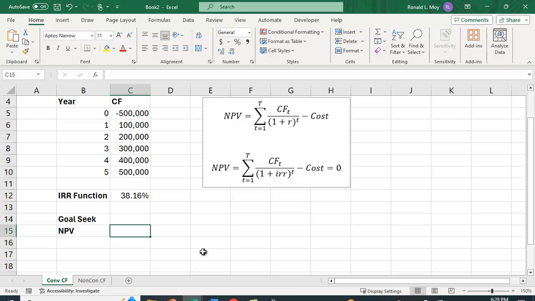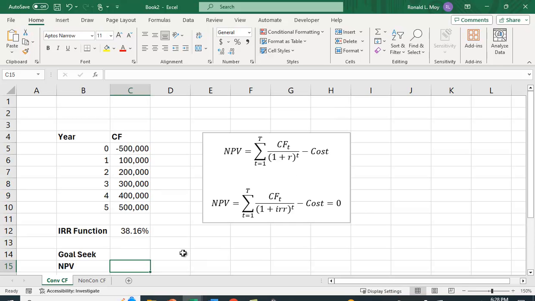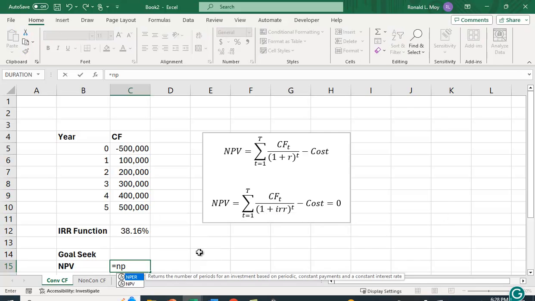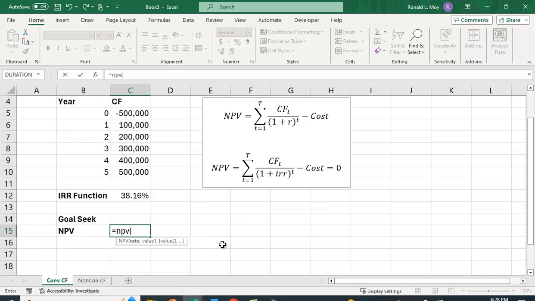So first we have to put in the definition of NPV. The definition of NPV here is going to use the NPV function. Well, the NPV function, as many of you may know, doesn't actually calculate NPV. It starts discounting the first cash flow. So if you put the cost in, it will discount that too, and it won't be correct. It actually calculates the present value of a series of cash flows.